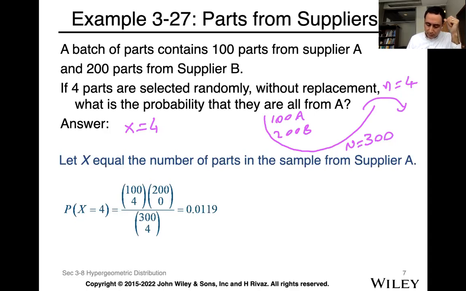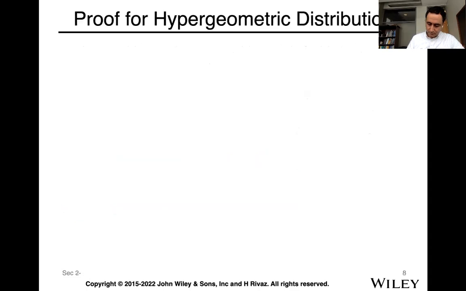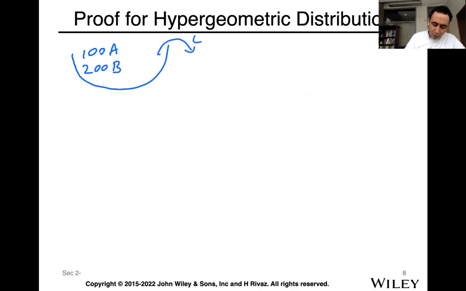So what's going on here is that, remember the definition of... I think I have actually an empty. Yeah, I do. So to prove it, we simply have to use the definition of probability, right? So I have 100 parts from supplier A, 200 parts from supplier B. I'm selecting 4 objects, and I want to find the probability, right? So N is 300, right?